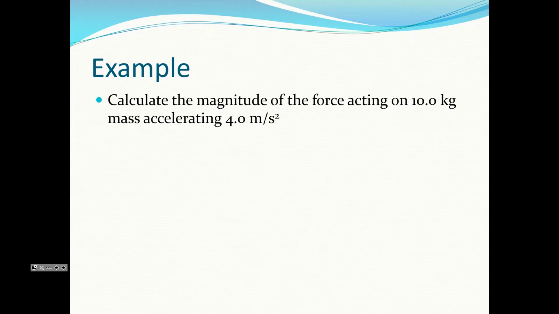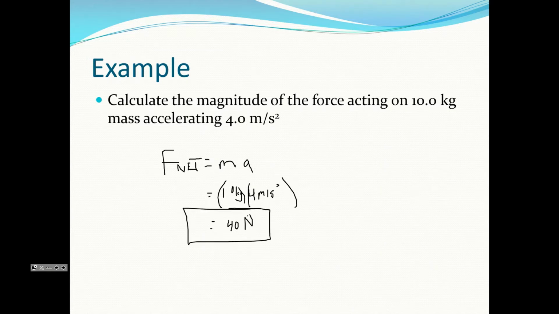Okay, so let's do an example. Calculate the magnitude of the force acting on a 10 kilogram object accelerating 4 meters per second squared. So this is just F net equals ma. This is the easiest type of question you can get. Your mass is 10 kilograms. Your acceleration is 4 meters per second squared. So if I want to find my net force, it would be 40, and force is in newtons. Okay, super easy, but they're not all that easy. We're going to get much harder than that.